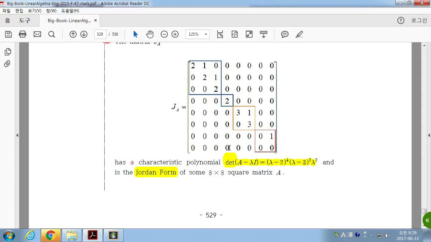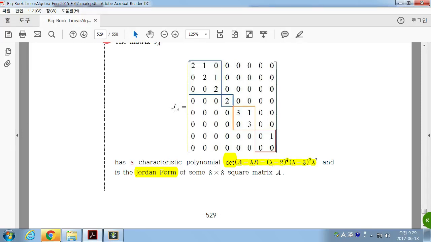And what's the characteristic polynomial of this matrix? The characteristic polynomial is given by the main diagonal entries of this upper triangular matrix here. So we have 4 eigenvalues 2, and we have 2 eigenvalues 3, and we have 2 eigenvalues 0. Okay, so the characteristic polynomial should be like this.